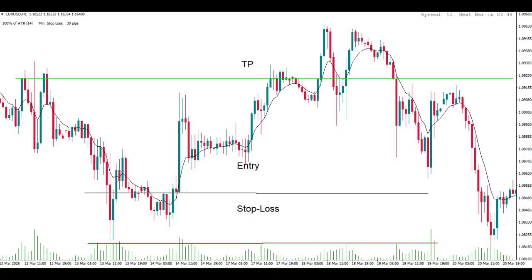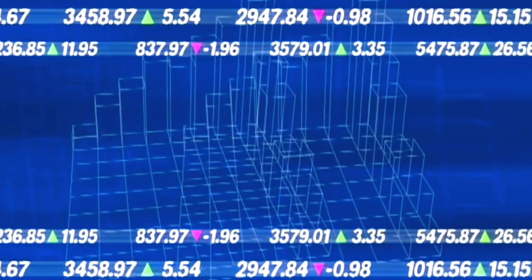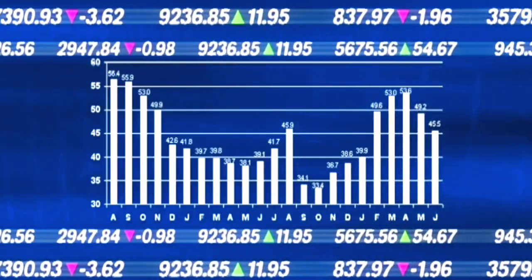2. Forex, Euro USD. Example, total account risk, 1R, $100. Risk per mini lot, $30. Number of mini lots equals $100 divided by $30 equals 3.33 mini lots. We round down to 3 mini lots. Total risk is 3 times $30 equals $90. 3. Futures, MES. Example, total account risk, 1R, $100. Risk per contract, $25. Number of contracts equals $100 divided by $25 equals 4 contracts.